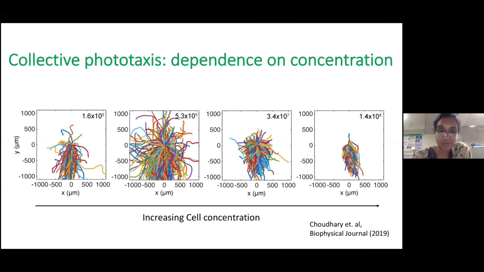What was interesting in our experiments was that we found a cell concentration dependence. So here I am plotting XY trajectories as a function of different cell concentrations. What you see is that at low concentrations, the cells are running towards the light source and some are running in the wrong direction. As you increase the cell concentration, there is a larger fraction that is running in the wrong direction. And then as you increase further, this fraction again comes down. So there is some kind of re-entrant transition.